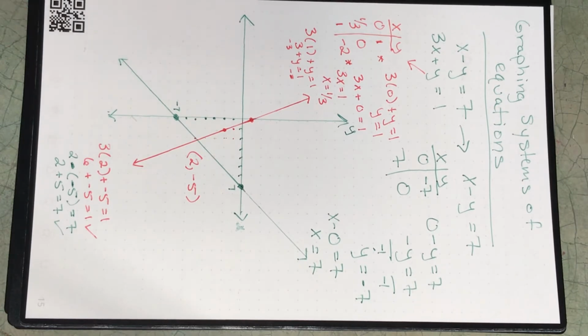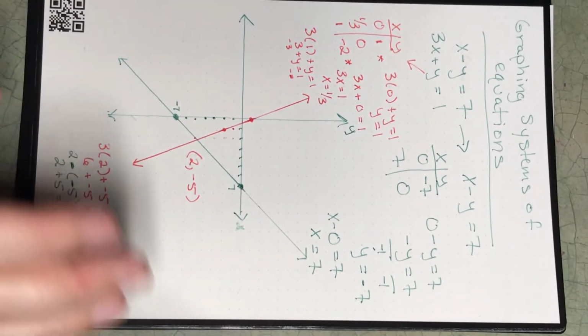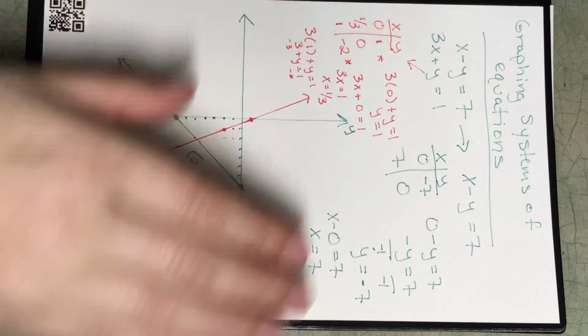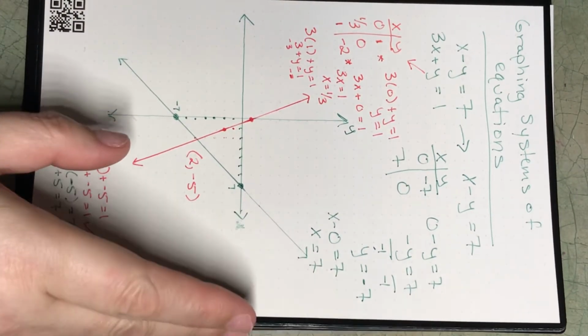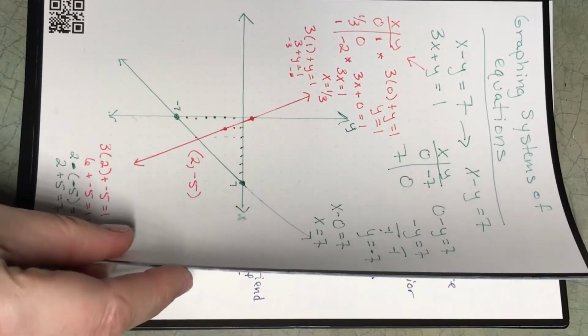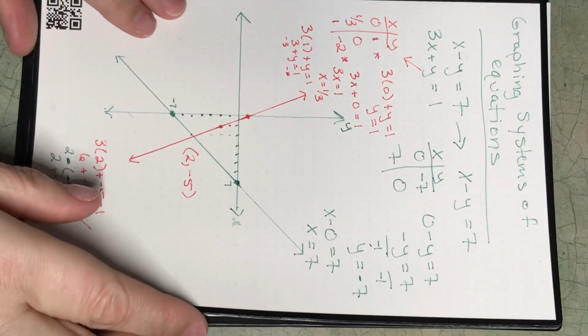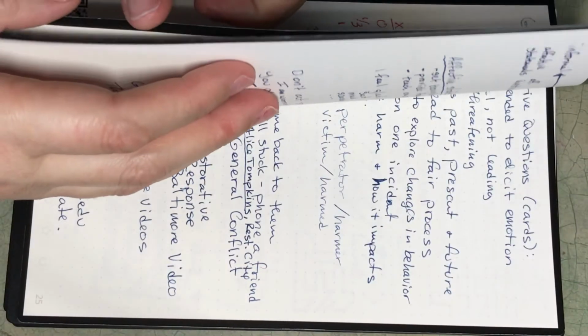Okay, so there's one method for graphing a system. I'm going to show you how to do this exact same problem using y equals mx plus b. So then you have two different methods that you can pull from depending on your preference.